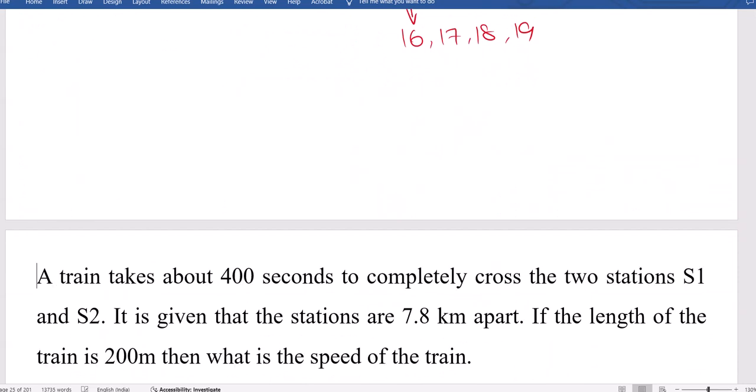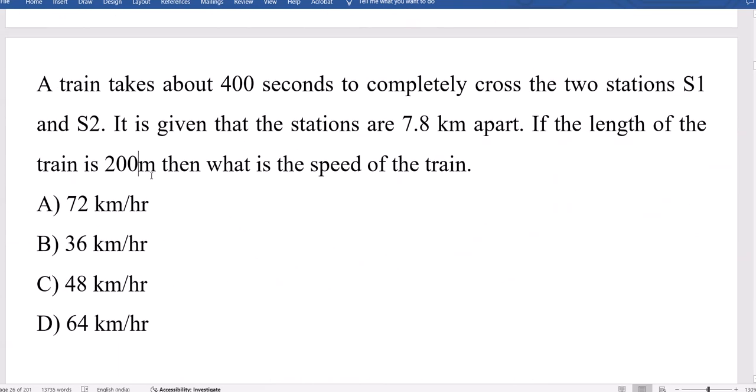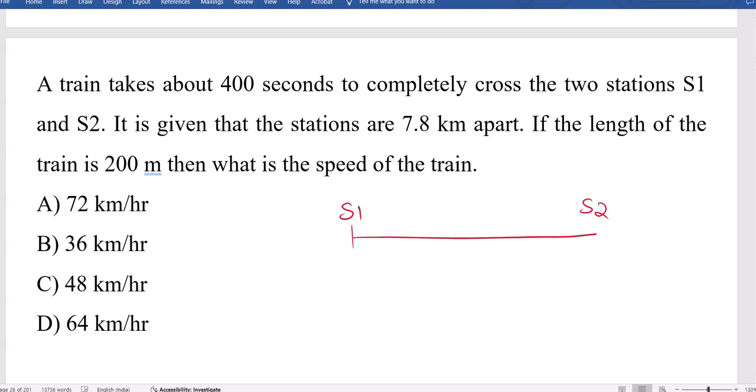Now let's see about this question. What's your option? Everyone try this. Here they given that a train takes about 400 seconds to completely cross two stations, S1 and S2. Listen, a lot of people will worry, sir, the question does not have full data, but they have given enough data to answer. The distance between station 1 and station 2 is 7.8 kilometers. The length of the train, 200, is given.